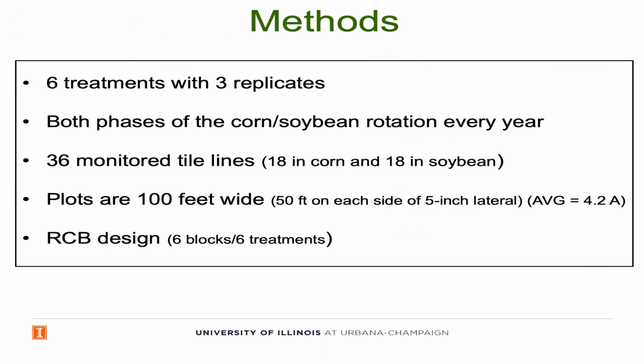And we have 6 treatments, and there's 3 replicates. And so there's 18 tiles that we're looking at. And then we have both phases of the rotation being monitored at the same time. So it takes 36 tile lines to accommodate this study. They're 100 feet apart. They're very long tiles, and each tile is about a 4-acre plot. So a very large plot for a replicated study. And it's randomized complete block design.